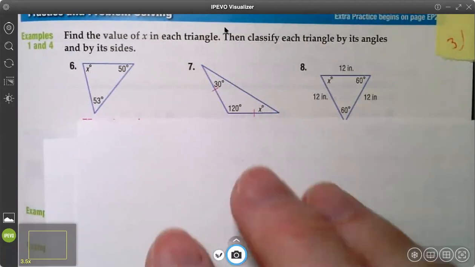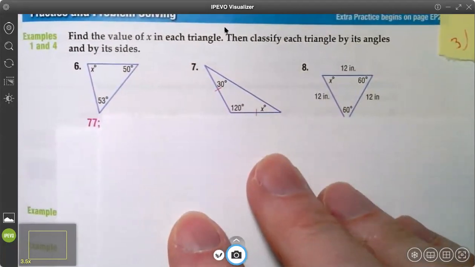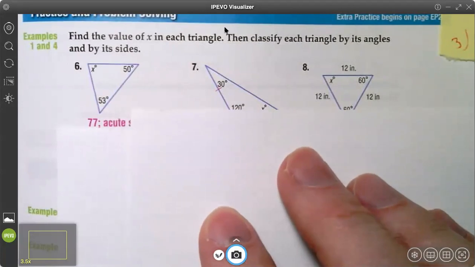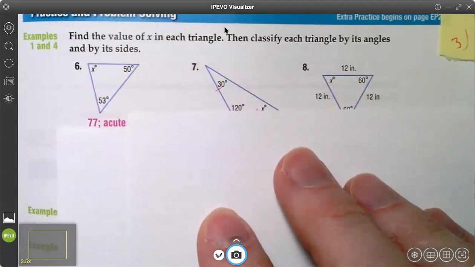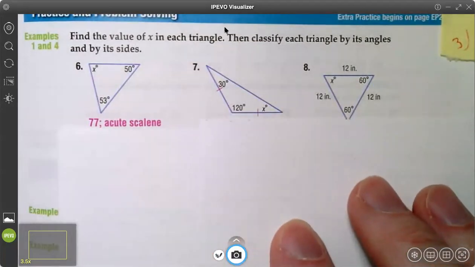On number 6, 180 minus 53 minus 50 is 77. Those are all acute angles, so that makes it an acute triangle. All the angles are different, which means all the sides are different. So that is an acute scalene triangle. Try number 7.